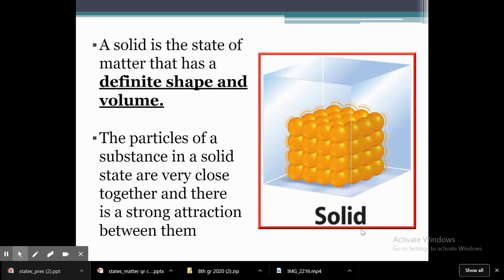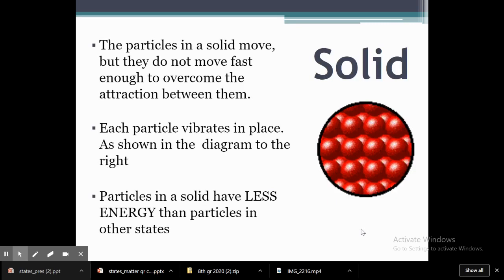All right, so a solid is the state of matter that has a definite shape and volume, meaning you put a solid into a container, it's going to stay the same. The particles of a substance in a solid state are very close together, and there is a strong attraction between those particles. The particles in a solid do move, but they do not move fast enough to overcome the attraction between them. And the way they move is that they vibrate in place. As you can see in the diagram, little vibration happening. If you've ever thought about what happens when you beat on a desk, because a desk is solid, you have some type of sound, and the reason why is because of vibration.